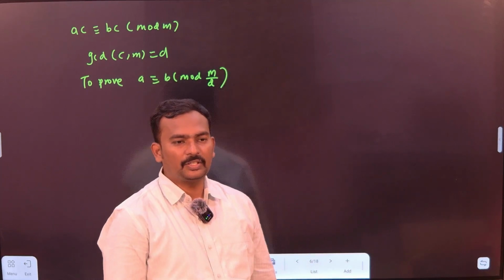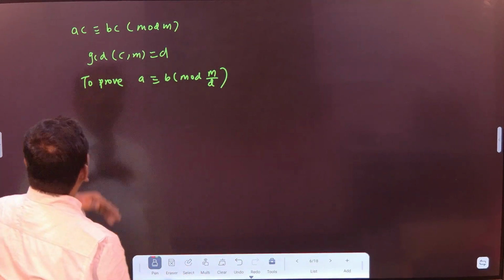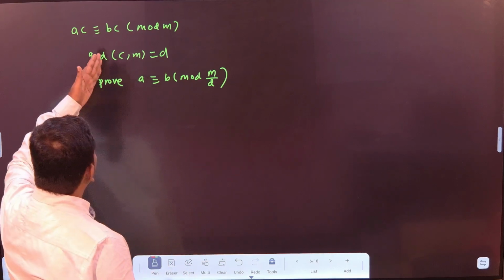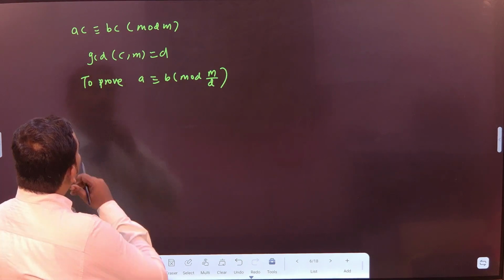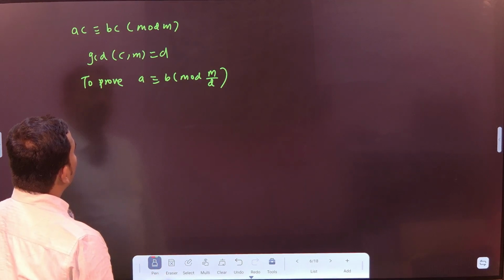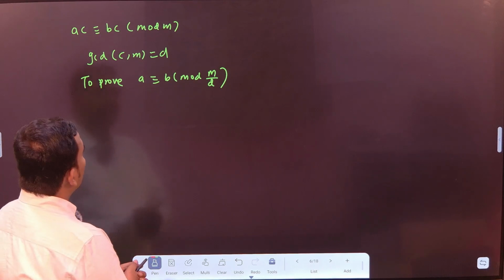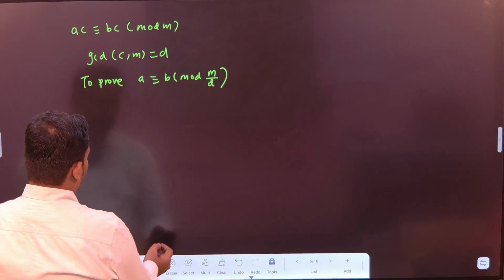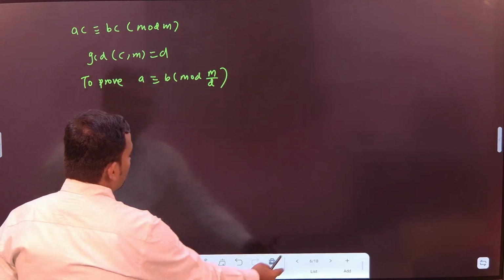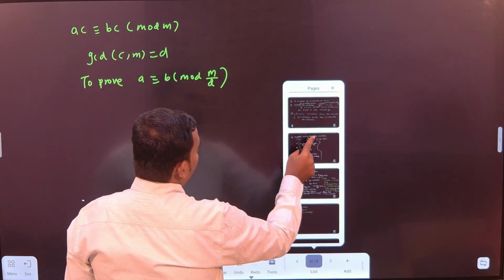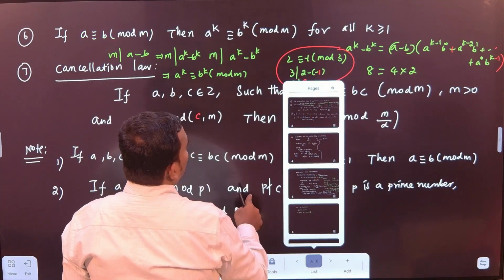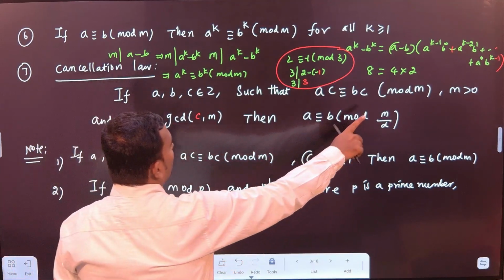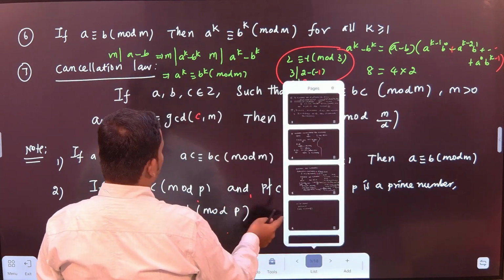Hello students, we'll continue this today. Again, this one, you can see students, AC congruent to BC modulo M and GCD of C and M is D, then prove that A is congruent to B modulo M by D. We have to say this. D is the greatest common divisor of C and M here. Okay. You can check it again. The question, you can see, A, B, C are any integers, right? And M is greater than 0, right? You have to prove this one quickly.